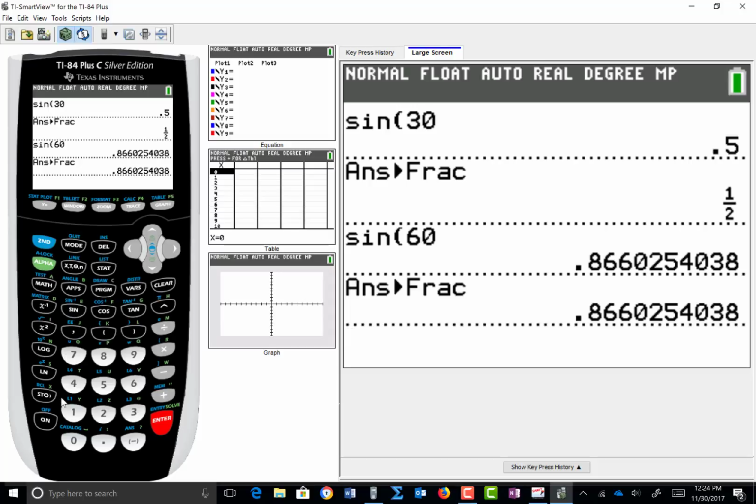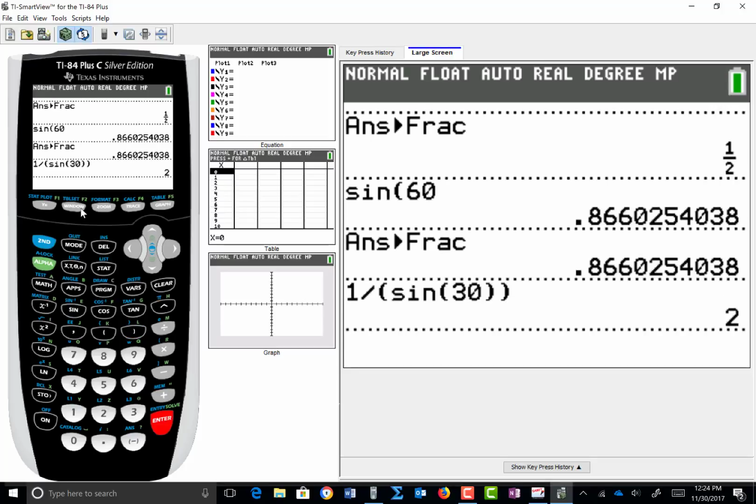If you wanted the cosecant, of course you would do 1 divided by, and I like to use parentheses on these things just to make sure that everything's working like it's supposed to. But if I wanted to do the cosecant of 30, I would punch it in like that. It would give it to me. So that's how your calculator is going to work.